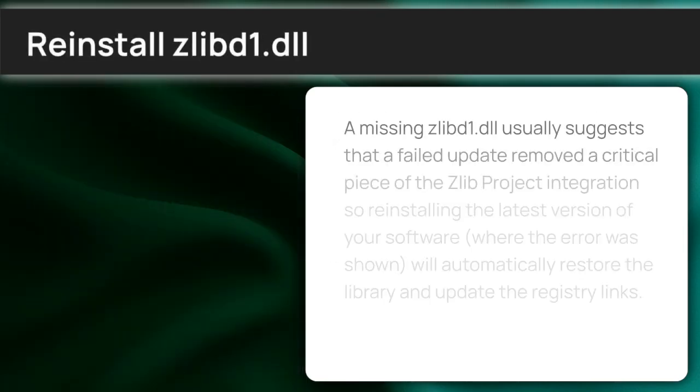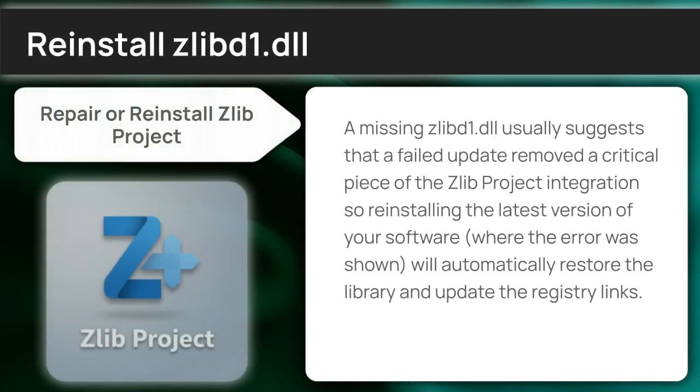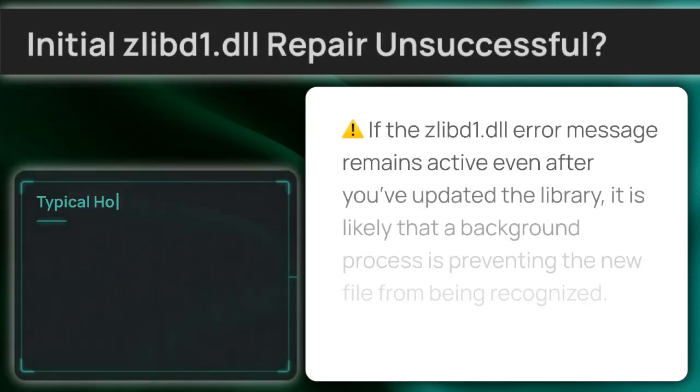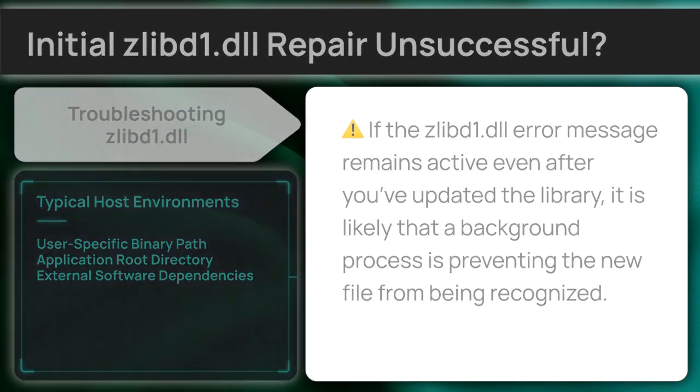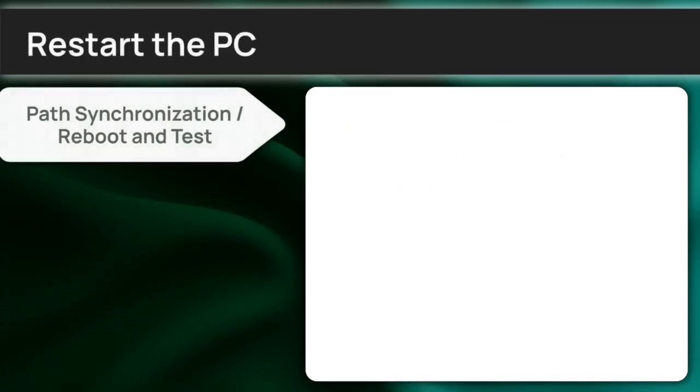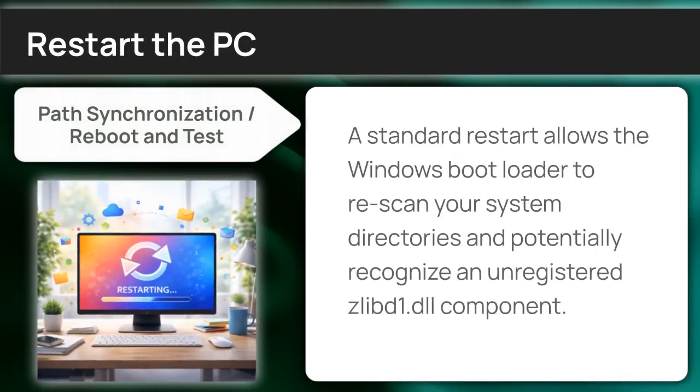A missing zlibd1 module DLL usually suggests that a failed update removed a critical piece of the Zlib Project integration, so reinstalling the latest version of your software, where the error was shown, will automatically restore the library and update the registry links. Persistence of this error after a clean reinstall suggests that the issue may reside within the current user session's initialization. A quick system restart is a practical way to ensure that all shared libraries, including zlibd1 module, are being loaded correctly into the current session's memory.